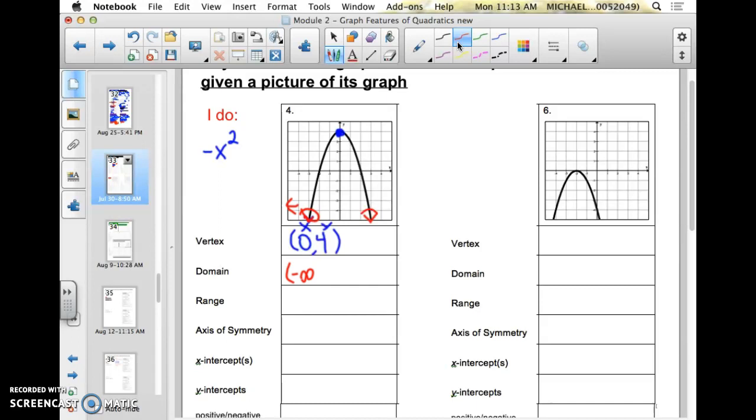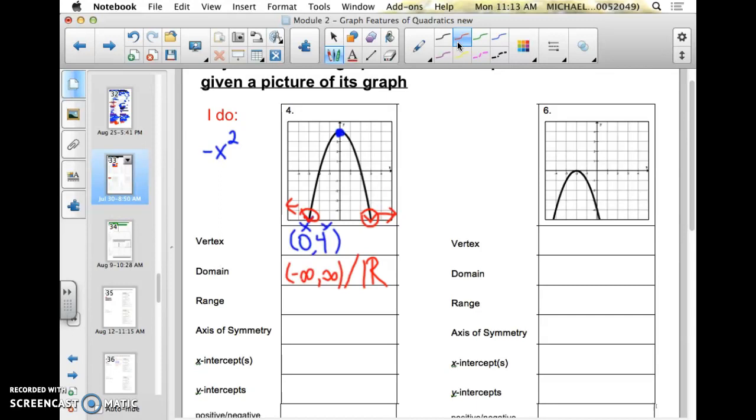And this end value is also going to go down forever, but it also goes right forever. And again, right forever is positive infinity. So it includes all real numbers, negative infinity to positive infinity. Another way I can write that is the symbol for all real numbers like that.